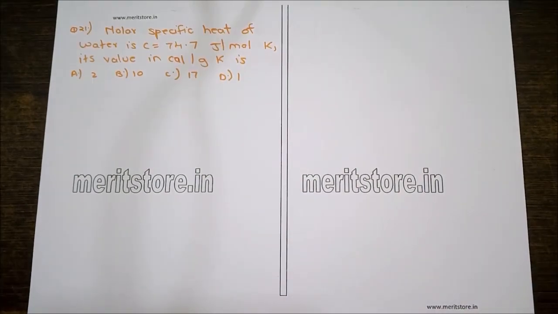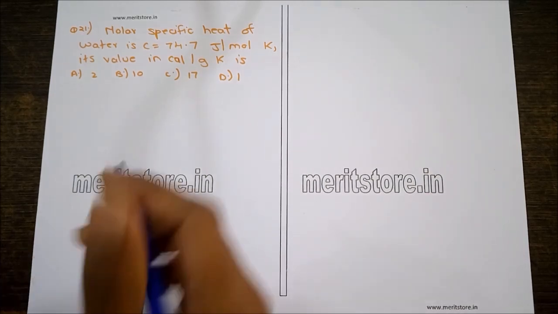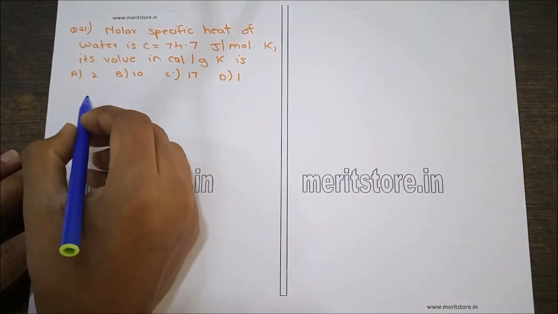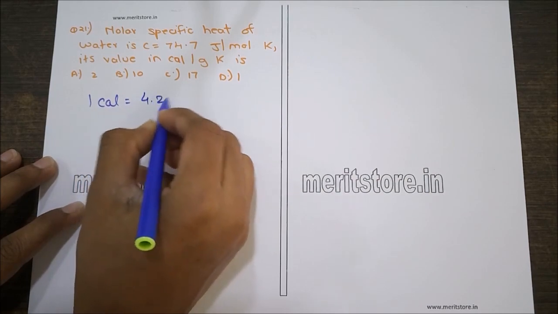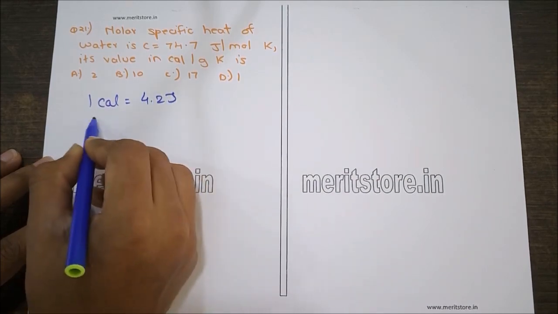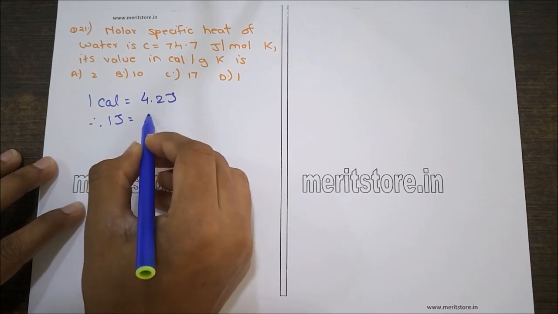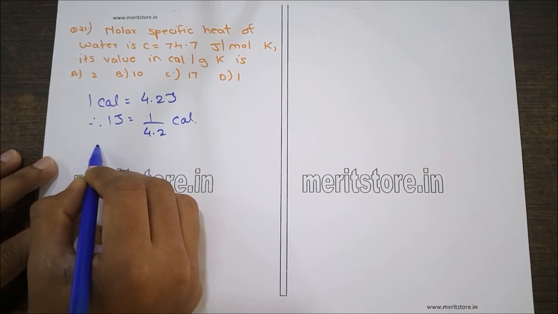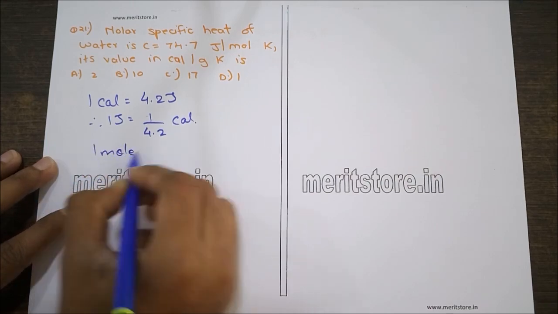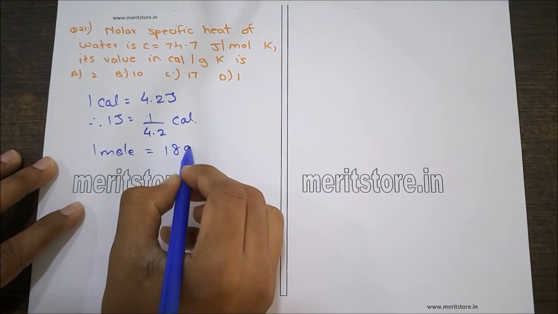Molar specific heat of water is C, which is equal to 74.7 joule per mole Kelvin. Its value in calories per gram Kelvin is, the options given are 2, 10, 17 and 1. Now, in order to solve this sum, we should note that 1 calorie is nothing but 4.2 joules, and therefore 1 joule is 1 upon 4.2 calories. Similarly, 1 mole of water has 18 grams.